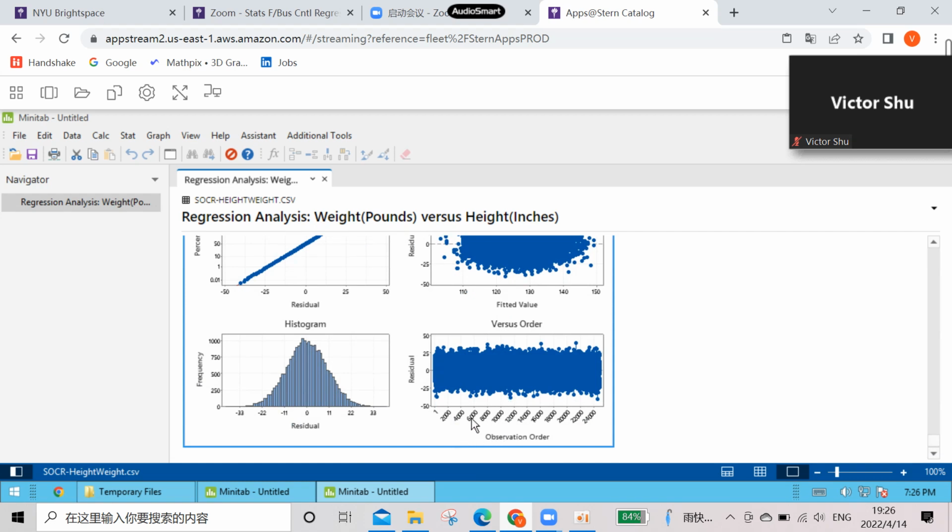Here again, we're plotting the residuals, but instead of against fitted value as in the last graph, here against observation order, from 1 to 25,000. That's our observation. Also, you shouldn't find any pattern, right? If so, for the first several observations you would find very small residuals, and then for the last few observations you would find pretty high residuals.